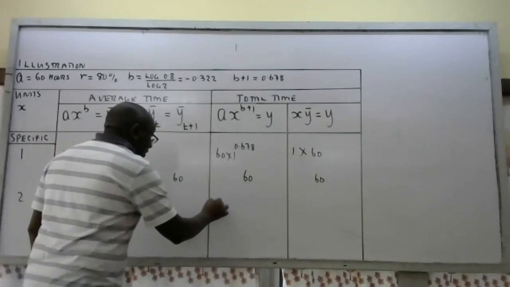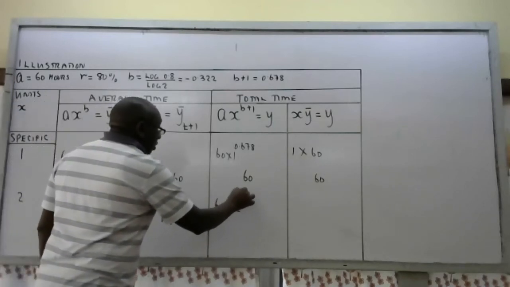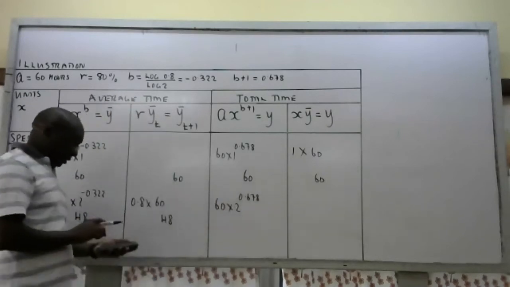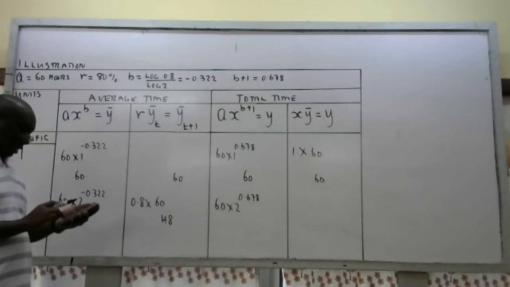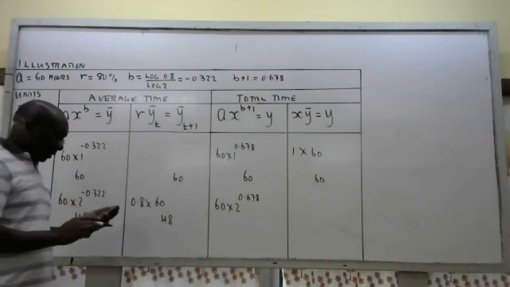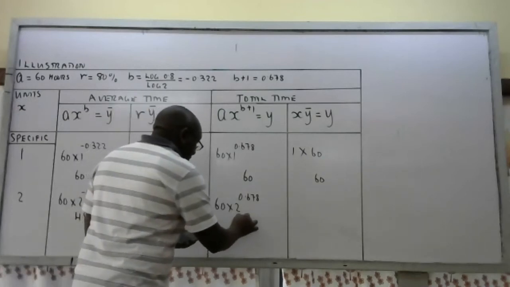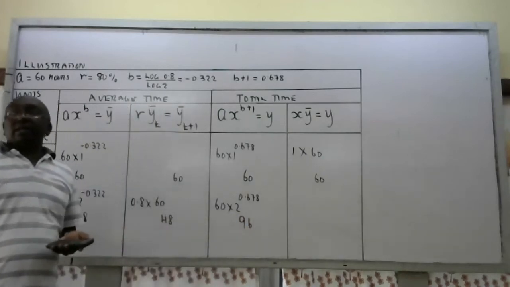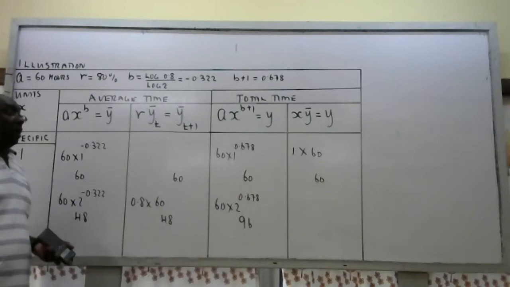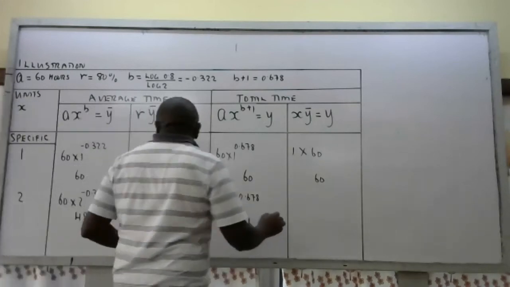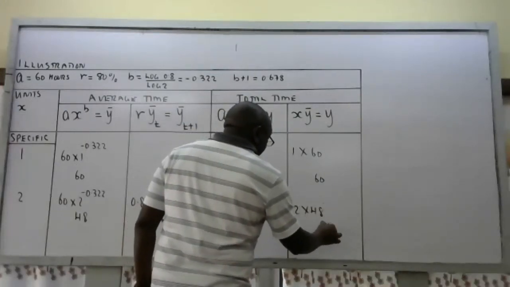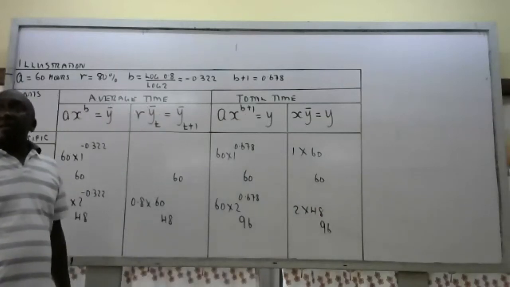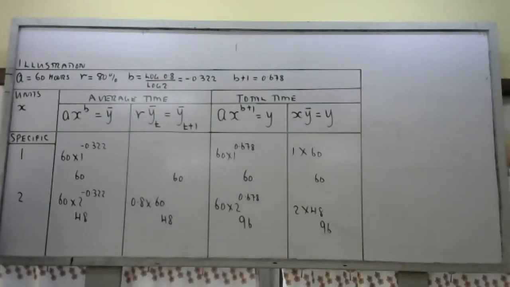Huyu mwingine, we will say 60 times 2 raised to power 0.678. So 2 raised to power 0.678 multiplied by 60. I'm getting 96. Call it 96. And then this one, you take 2 multiplied by 48. And that again also gives us 96.